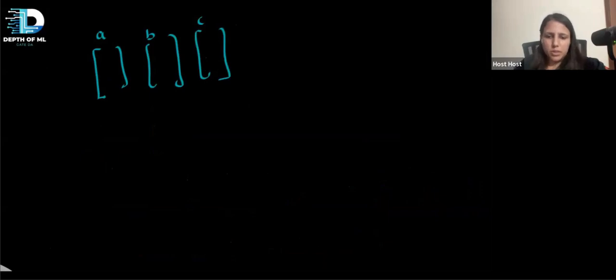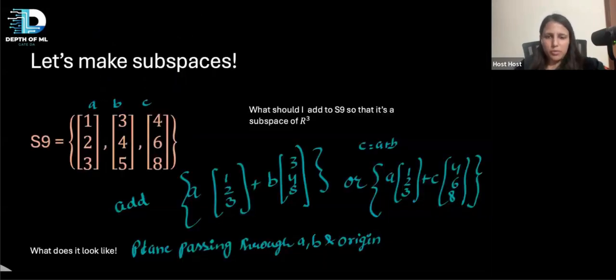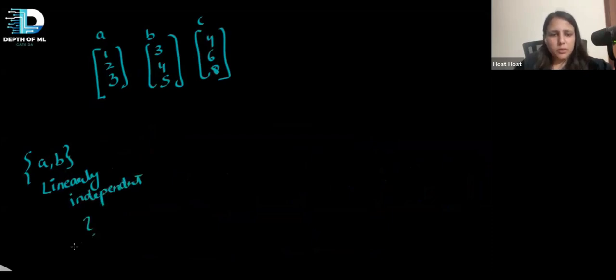So I have three vectors, A, B, and C. I forgot the values actually. You can just see that. This is 1, 2, 3, 3, 4, 5, and this was 4, 6, 8, right? So if I take the set A and B, is this linearly independent? Correct, this is. If I take the set B and C, is this linearly independent?